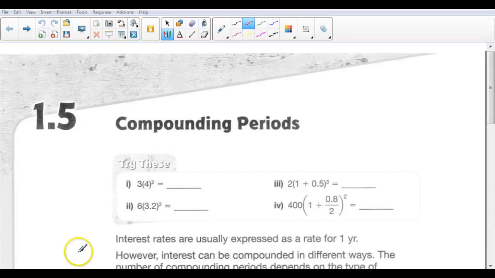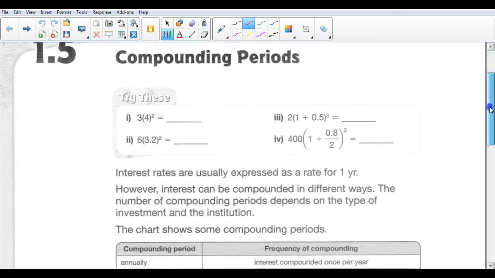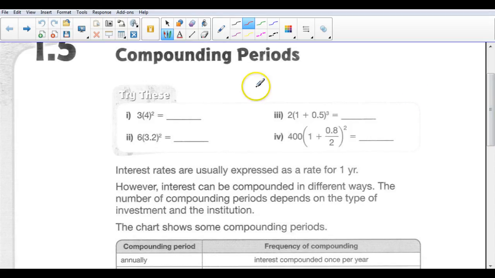Okay, this is 1.5. This is the last lesson that we're going to do in Chapter 1. We're going to talk about compounding periods, because not all periods are as simple as calculating compound interest or simple interest for 1 year. Sometimes it's a part of a year. So let's do some warm-ups here.